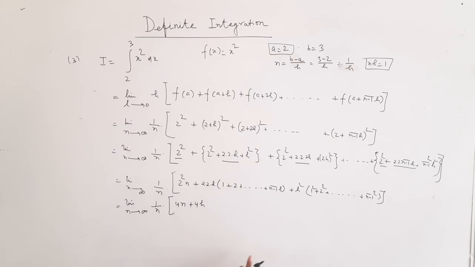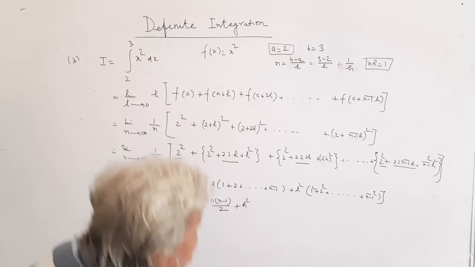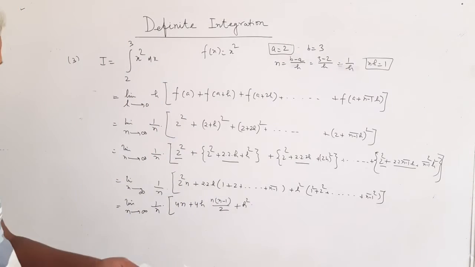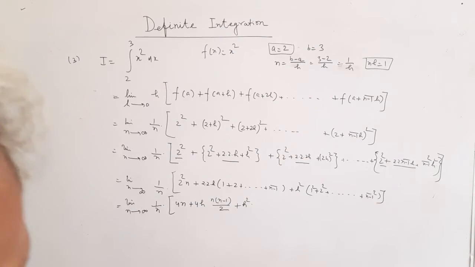Now this is the sum of the first n minus 1 natural numbers. This is n(n minus 1) by 2, and plus this is h square. This is the sum of squares of the first n minus 1 natural numbers. Now the sum of the squares of the first n natural numbers goes like 1 square plus 2 square plus dot dot dot plus n square.